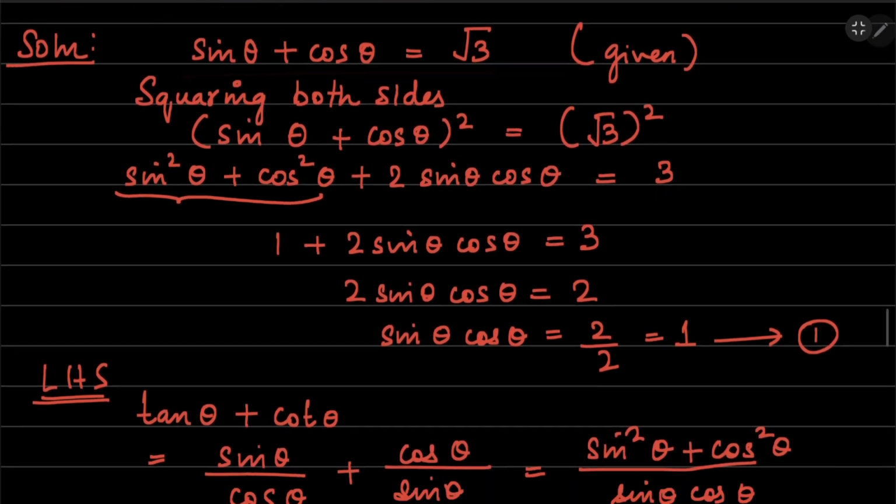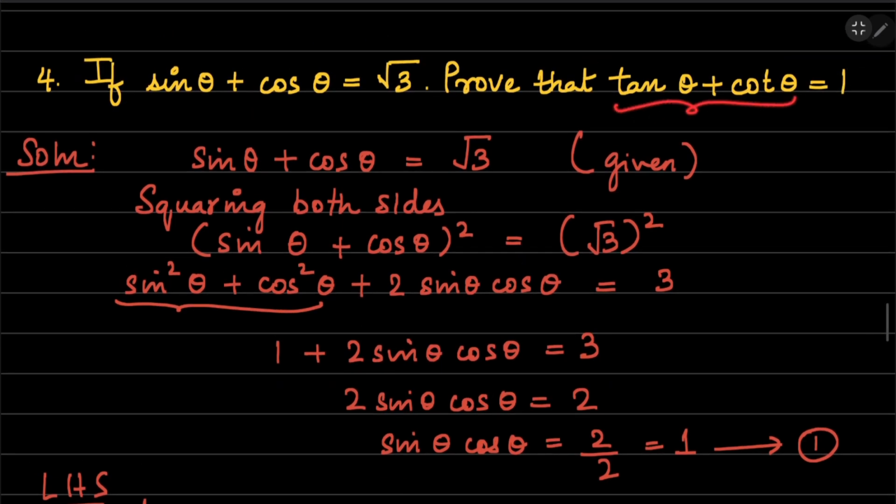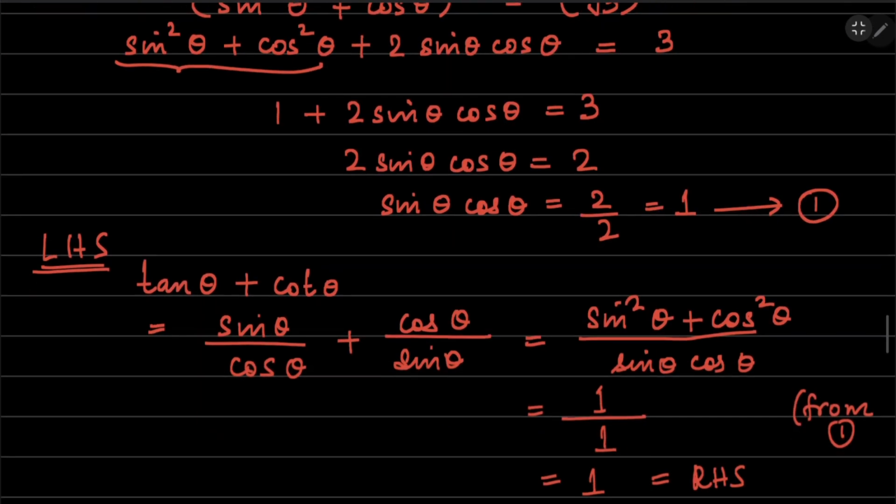We have squared both the sides, used (a plus b) the whole square, expanded it, and we have got sine theta cos theta, beyond which we will not be able to solve. So we just stop till the step where we can and then get to where we have to prove. So take the LHS, convert everything to sine and cos, take the LCM, and then apply the sine theta cos theta that you got as 1 here, and you'll be getting your RHS.